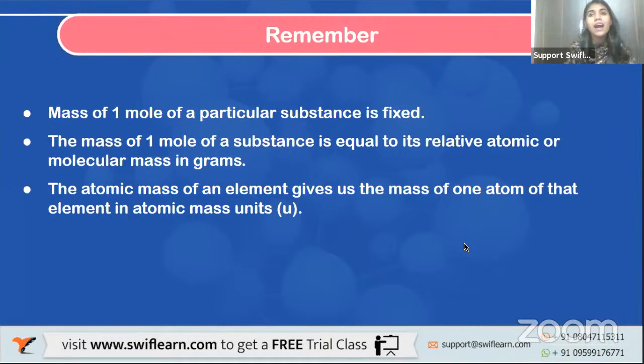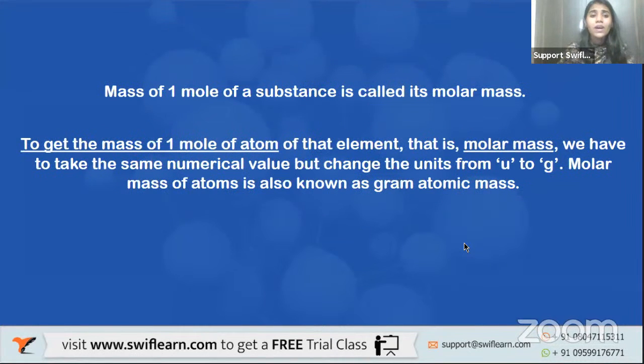So we are denoting atomic mass as U, which we learned earlier. Clear? Now, the mass of 1 mole of a substance is called its molar mass. Right. Now, 1 mole of a substance, what is the mass of 1 mole? Molar mass. Right. Now, this concept is very easy.